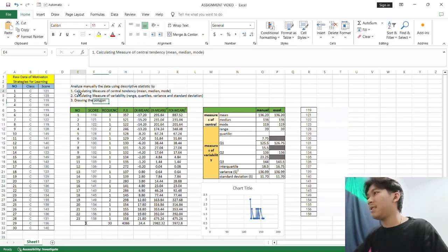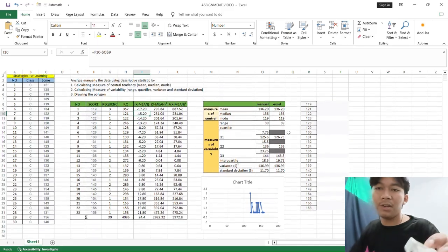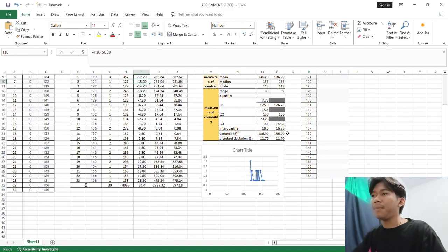That's all, guys. We already calculated the measures of central tendency, the measures of variability, and then drew the polygon for this. Okay, I think that's all from me.